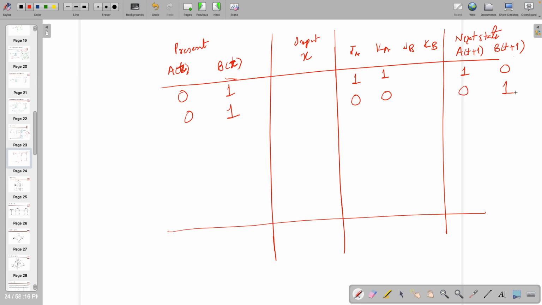right? Same way, if this is 1 0, this is 0 1, right, and whatever values are here, it doesn't matter, because J is read as set and this is reset. So set means 1 and reset is 0, right?